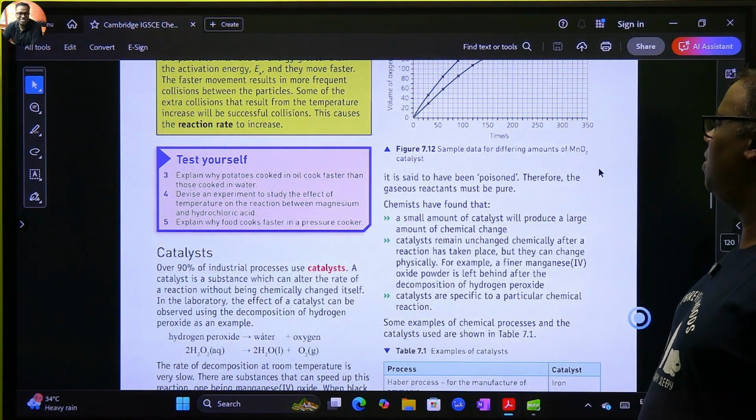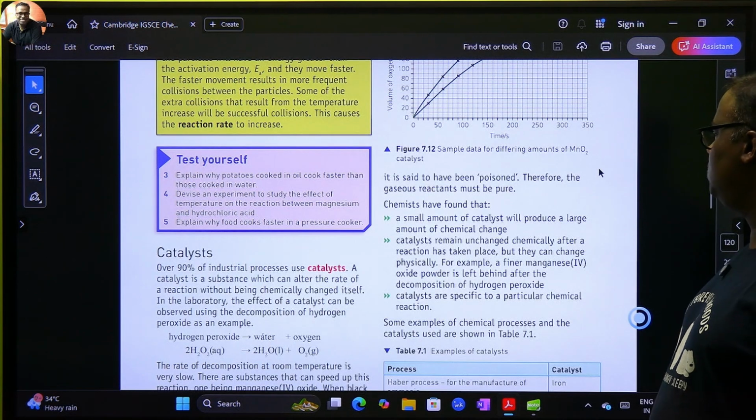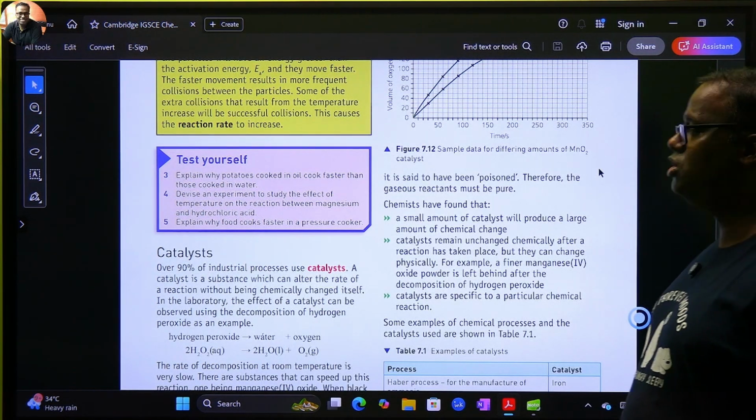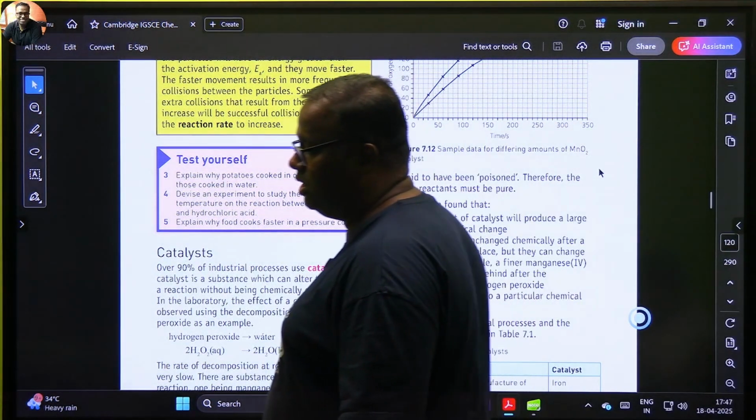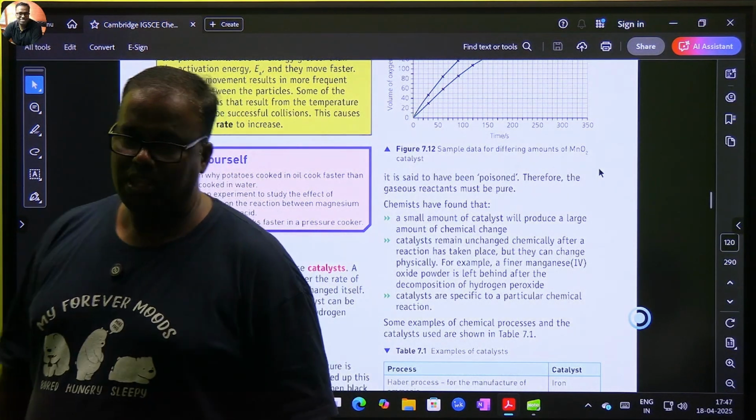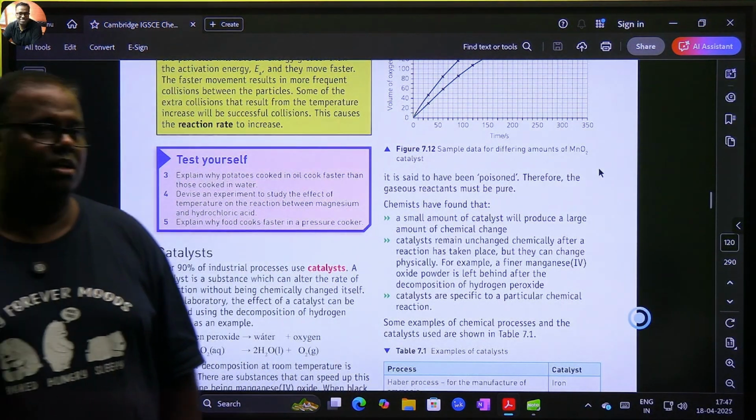So chemists have found, what are the findings? A small amount of catalyst will produce a large amount of chemical change. So it is the X factor. The catalyst is the X factor.